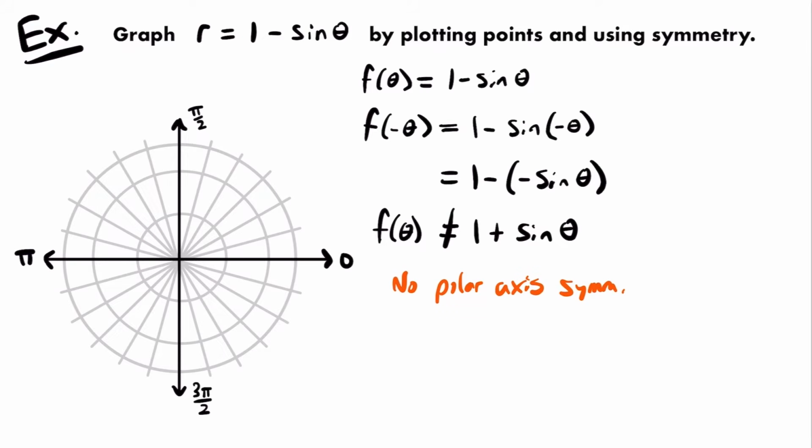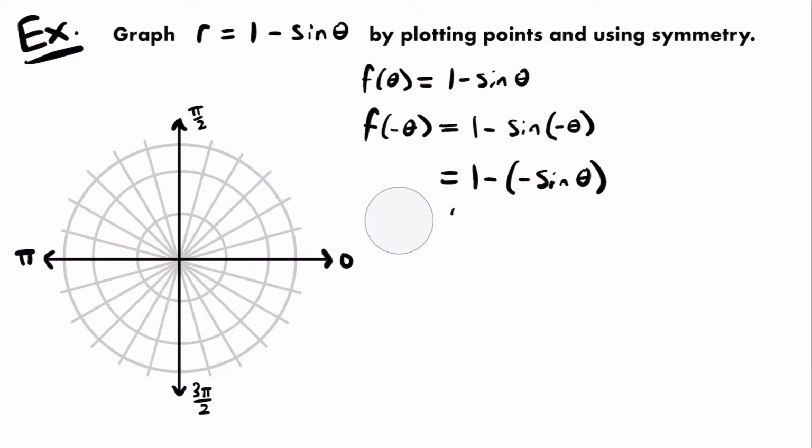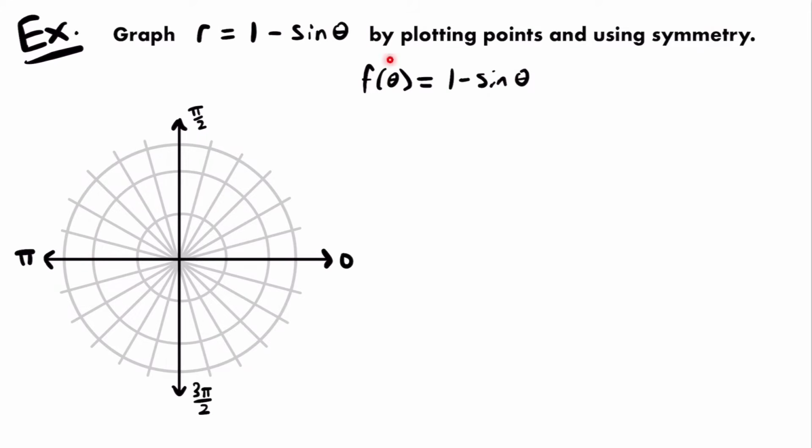All right, so we checked that. Now we need to check to see if we are symmetric about the vertical axis. And we can check that by plugging in pi minus theta into our function and see if we get the same function back. All right, so if we do that, we'll have f of pi minus theta. That will be equal to 1 minus sine of pi minus theta.